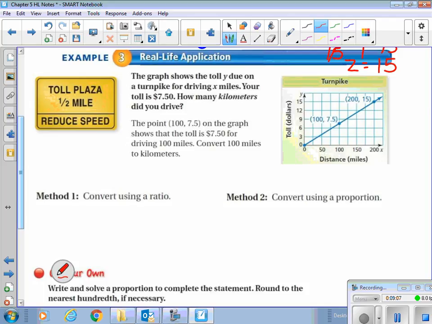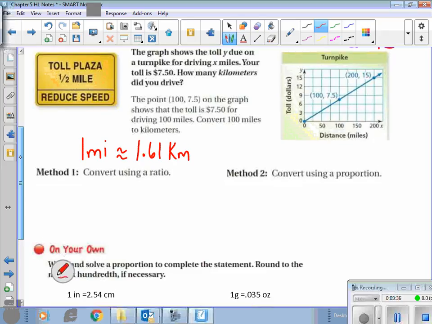So in order for us to do this, we need to know that 1 mile is about equal to 1 61/100 kilometers. And I had to look that up myself. So that kind of information wouldn't have to be provided for you to do these types of problems. We're going to do it in two different ways. We're either going to convert using a ratio or convert using a proportion, which I find to be a lot easier, especially since we're working with these proportions right now.